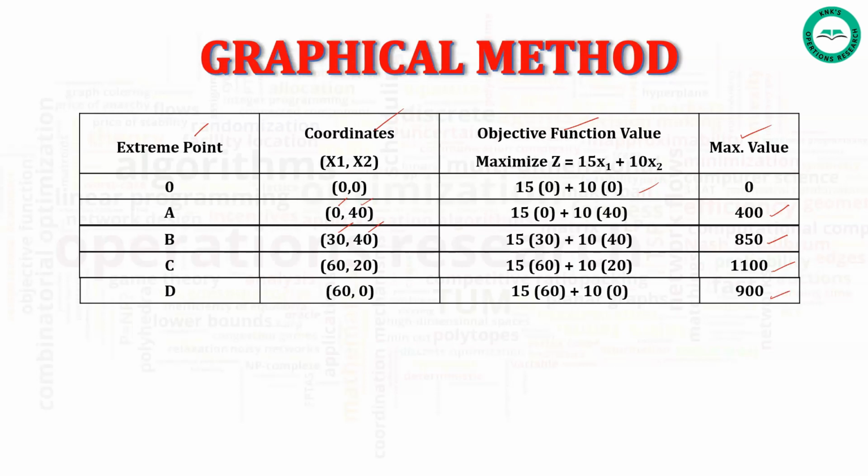Since the objective function Z is to be maximized, from the table we conclude that the maximum value of Z, 1100, is achieved at the extreme point C, 60, 20. Hence the optimal solution to the given problem is x1 equals 60 and x2 equals 20. So Z equals 1100.